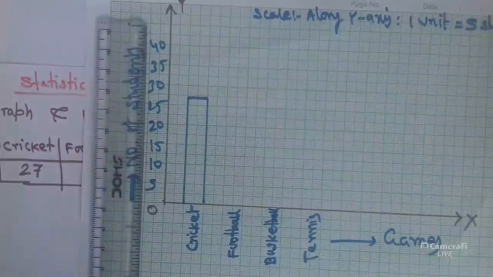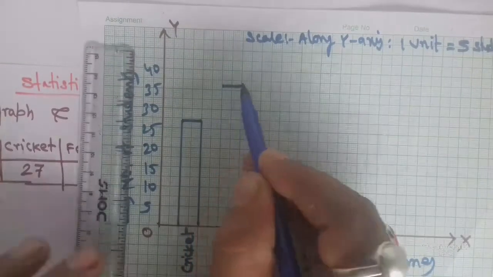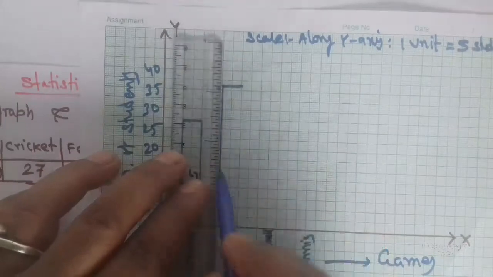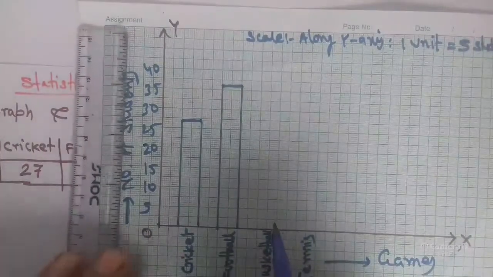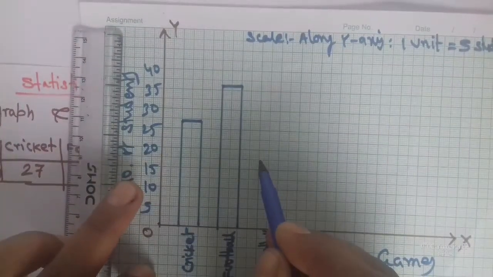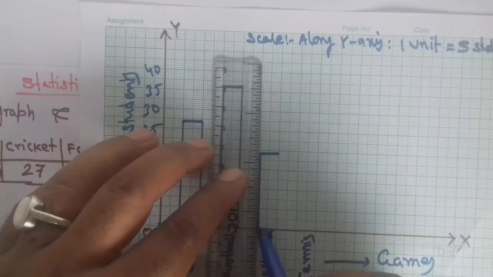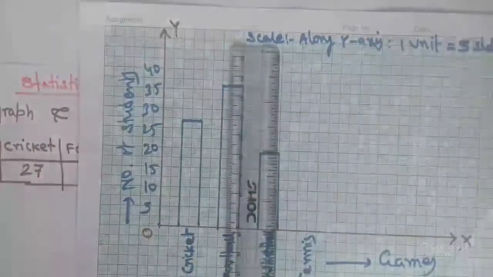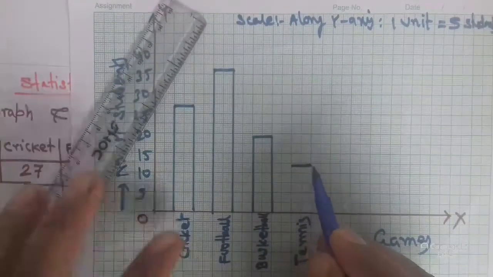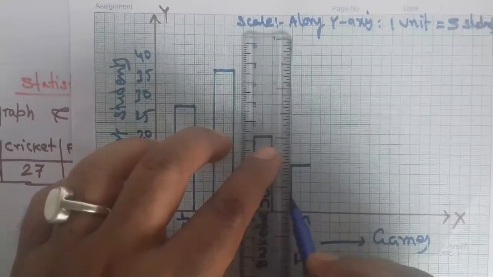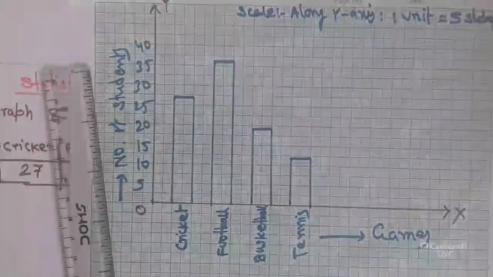Again football, 36 students. After 35 we take 2 small lines. So it is 36. In the similar way basketball is 18, so 18 is here. Then tennis is 12, so here is 12. Your bar graph is ready. I hope all of you understood.